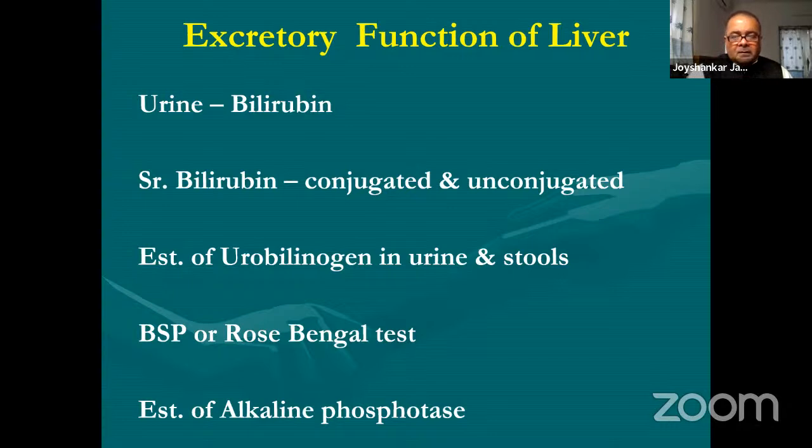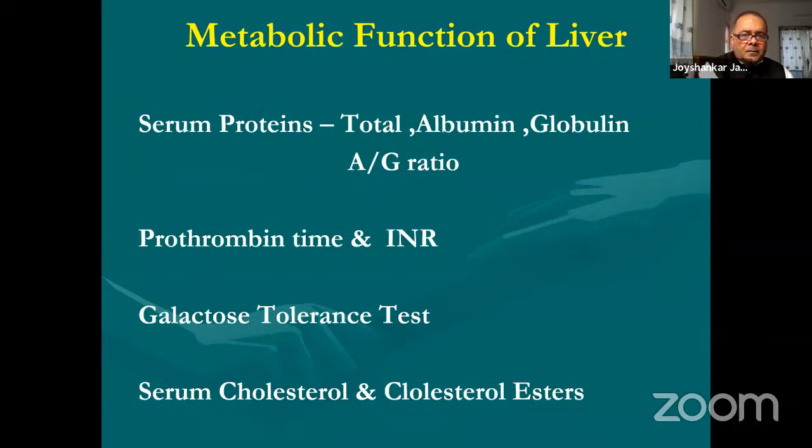What are the metabolic functions of liver? Serum proteins: total serum proteins, albumin, globulin, and the AG ratio, prothrombin time and the INR, galactose tolerance test, and estimation of serum cholesterol and cholesterol esters.